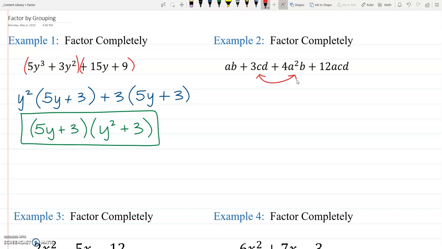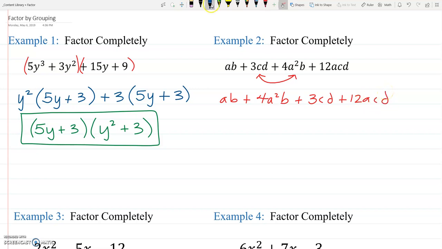99.9% of the time, you can greatest common factor right how it is from the beginning. I just wanted you to see that there is a possibility you might have to switch a couple terms around. Okay? Commutative property says you can move stuff if it's addition. So 4 plus 7 is the same thing as 7 plus 4. That's why I'm allowed to do this. All right, so let me rewrite my problem here. I've got AB plus 4A squared B plus 3CD plus 12ACD.